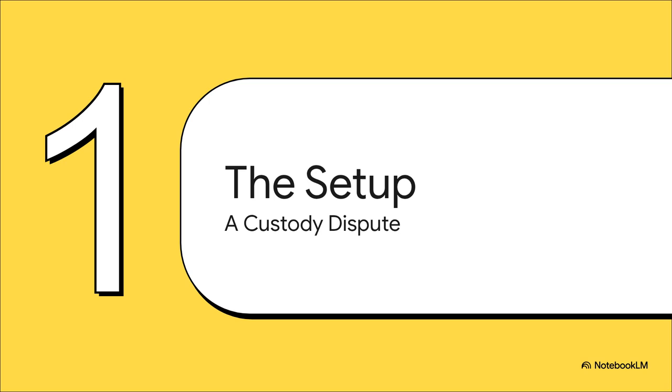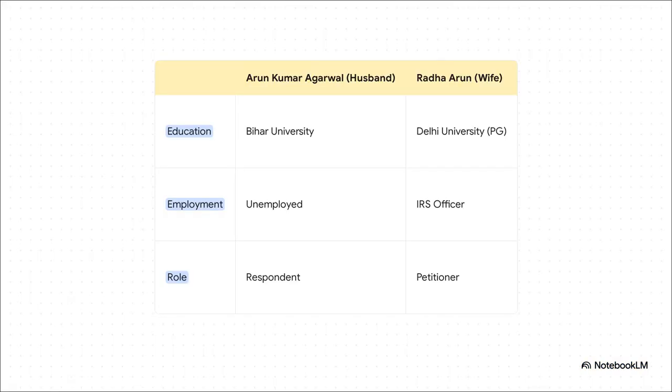Every major legal principle starts with a real-life human story, and this one, like so many others, begins with a family in conflict. So the people involved here are Arun Kumar Agarwal, the husband, and Radha Arun, the wife, who was an IRS officer. The whole thing started with a petition from the wife for the custody of their 2 kids. She was trying to get the court to declare the husband an unfit guardian. And this messy matrimonial dispute is the backdrop for the huge legal fight that came next.